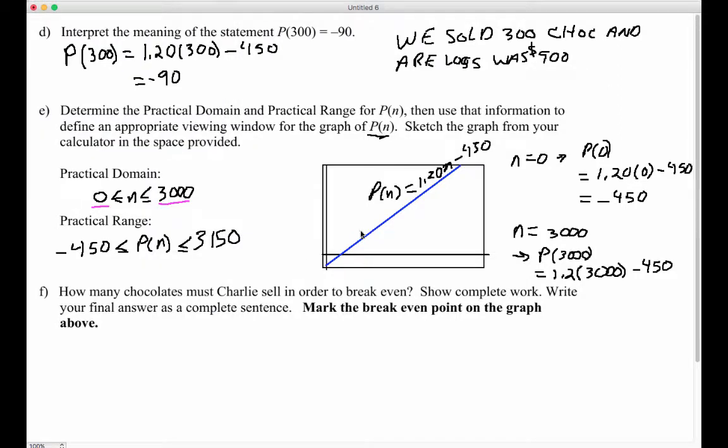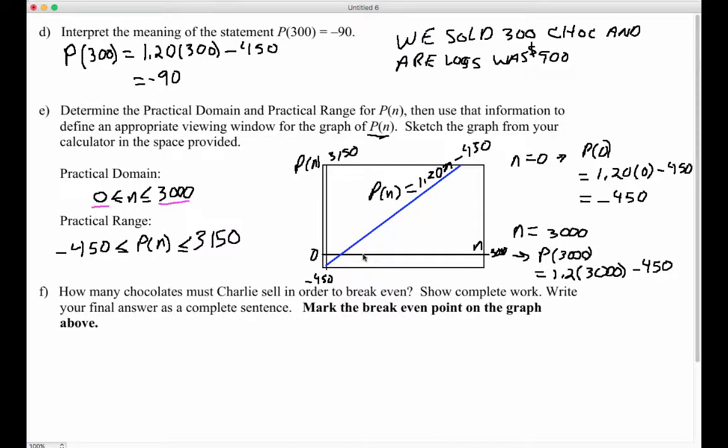Okay, so let's come over here. Let's do a little labeling of our axes. That is always a good thing to do. So this is n. This is P of n. That's our vertical axis. This runs from negative 450 to 3150. And this runs from 0 to 3000. That's making a pretty graph. Okay, so how many chocolates must Charlie make to break even?